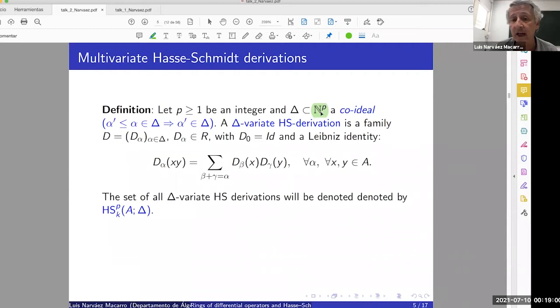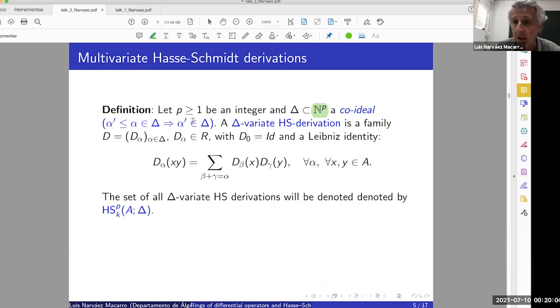What is a coideal? A coideal is simply a subset of N^p, which is stable by this ordering relation. Okay, if alpha prime is less or equal than alpha, and alpha belongs to delta, then alpha prime belongs to delta. So that means that it is, I don't know how you say in English, escalera or escalier, ladder. This is what happens when you are defining Gröbner bases and things like that. You obtain something, and the below part of this object is a coideal. Okay, so this is the complement of the ideal in N^p.